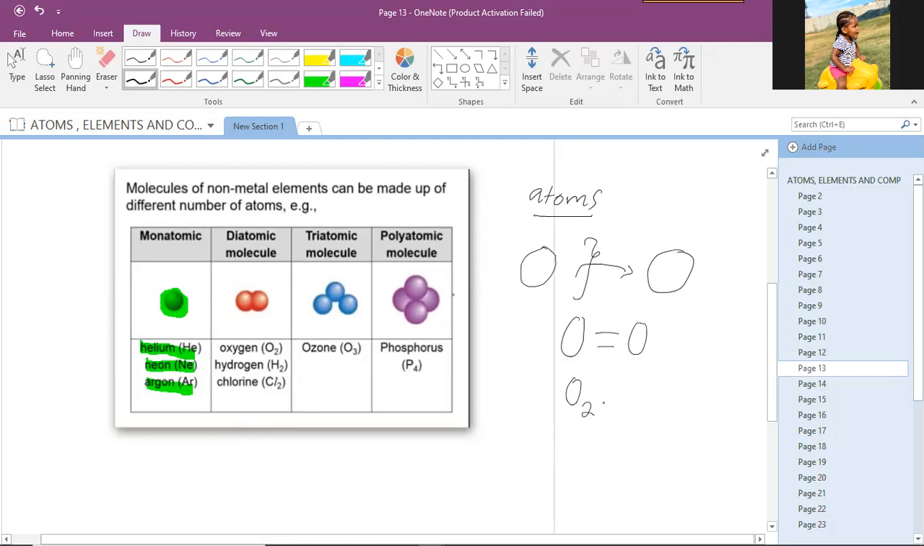So two oxygen atoms, including hydrogen. Hydrogen cannot exist independently like this. It has to form a bond with another hydrogen atom to become a molecule of hydrogen, including chlorine. So I think these are group 7 elements, the halides or the halogens. Because these cannot exist as single atoms, they are known as diatomic. Diatomic because they exist in twos.